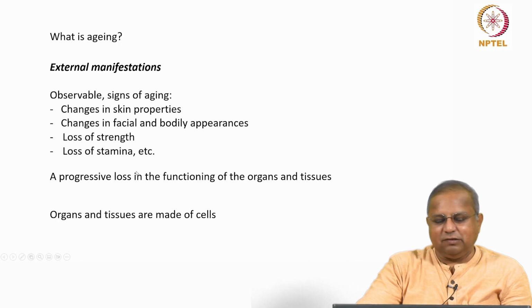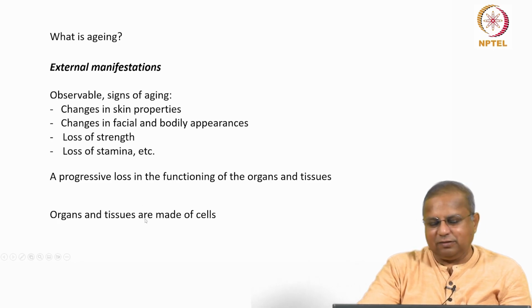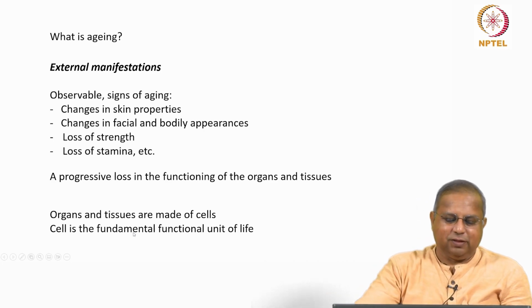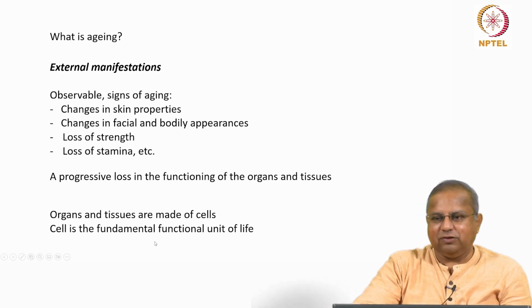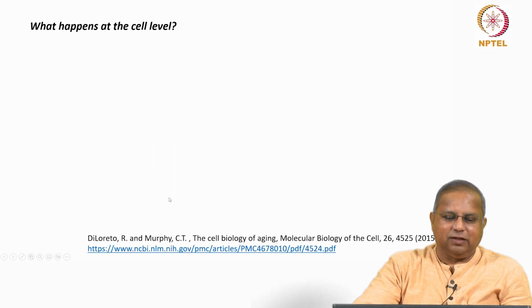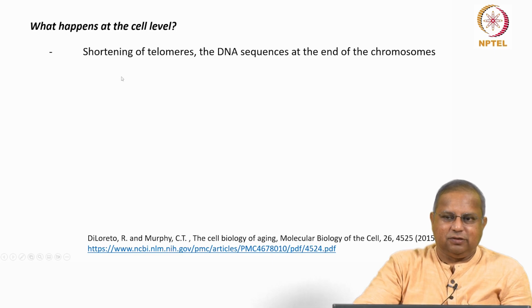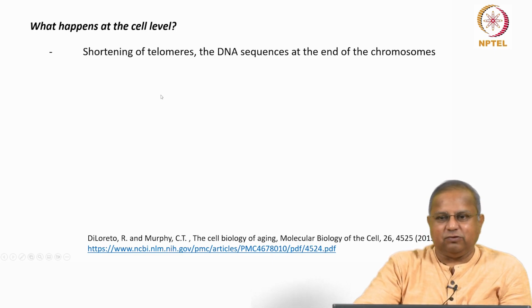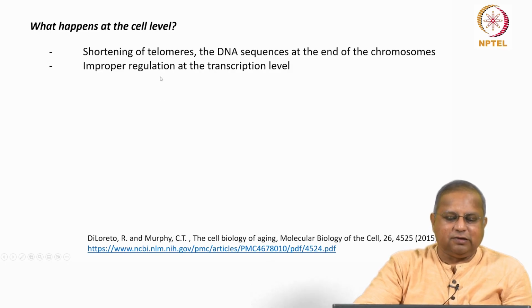We all know that organs and tissues are made out of cells. I do not need to tell this group, this is made for people who do not even have that background, that the cell is the fundamental functional unit of life. We all fully understand this. Okay. So let us look at what it does to the cell. So at the cell level, taken from this source, shortening of telomeres, which are the DNA sequences at the end of the chromosomes, as most of you know. There is improper regulation at the transcriptional level.